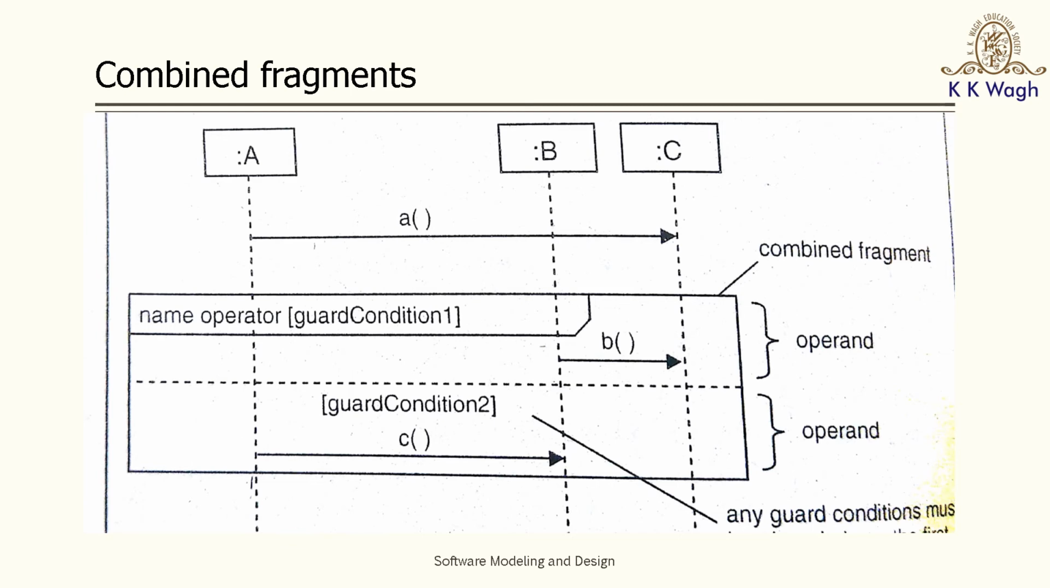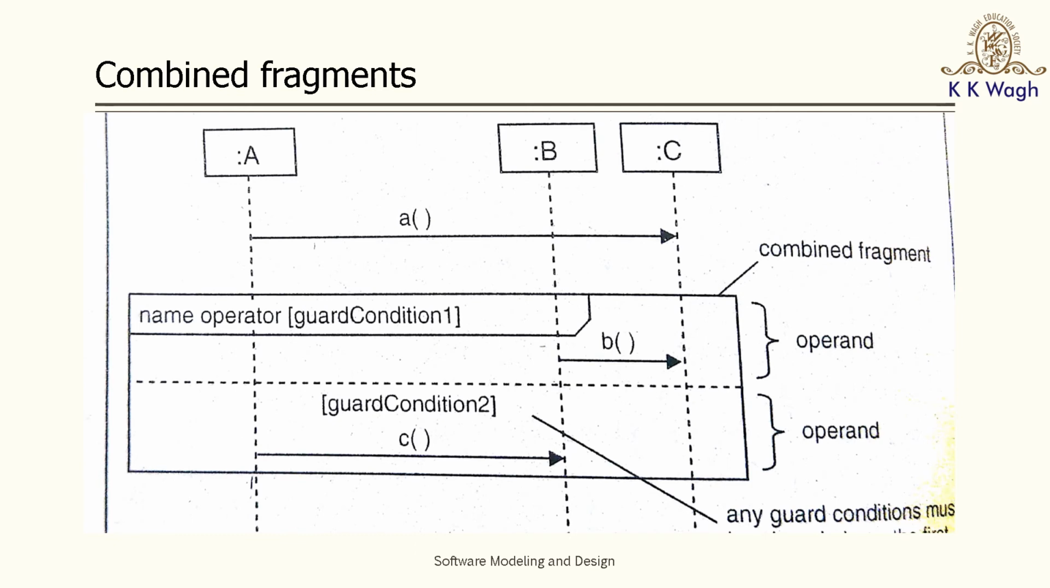Here the operator name is defined. There is a guard condition. If it evaluates to true, then the execution is carried out on the operands, and if it is false, then execution is not carried out. Any guard condition must be placed above the first message in the operand, so the guard condition should be placed before the operands.